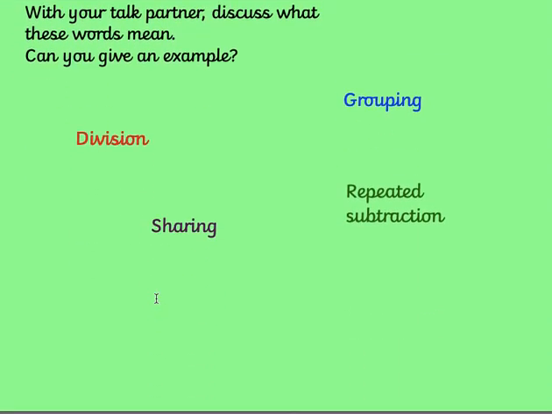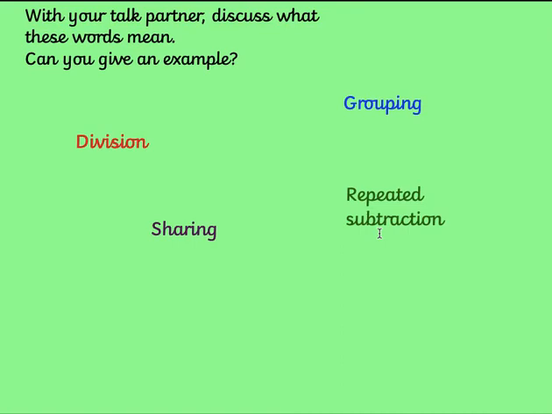Okay, hopefully you had a chance to do that, and hopefully you'll come up with a few words such as division, divide, sharing, grouping, repeated subtraction. You might have come up with words like divisor or even quotient, which is the proper mathematical term for the answer when we're talking about division. I wonder if you can remember what the equivalent is in multiplication. We'll come back to that another day.